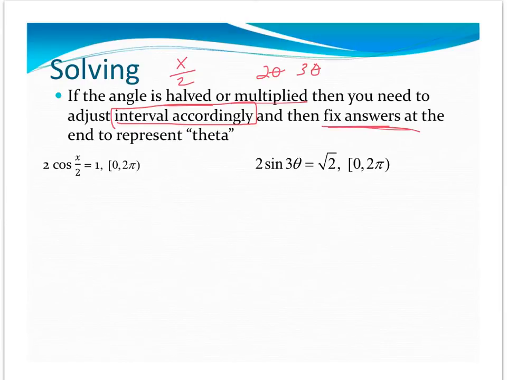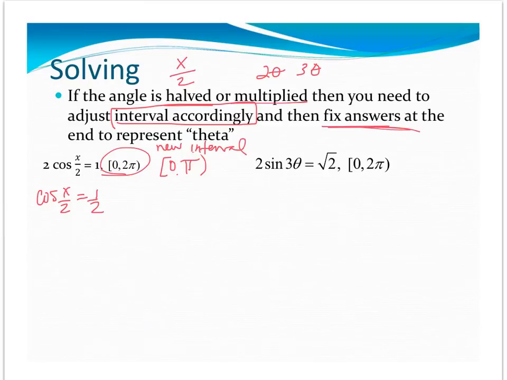Let's first look at a problem with an x halves. So here I'm going to isolate the cosine, and I get cosine of x halves equals 1/2. Since my variable has been divided by 2, my interval needs to be divided by 2 as well. Whoa, that's really sloppy. So this is my new interval.